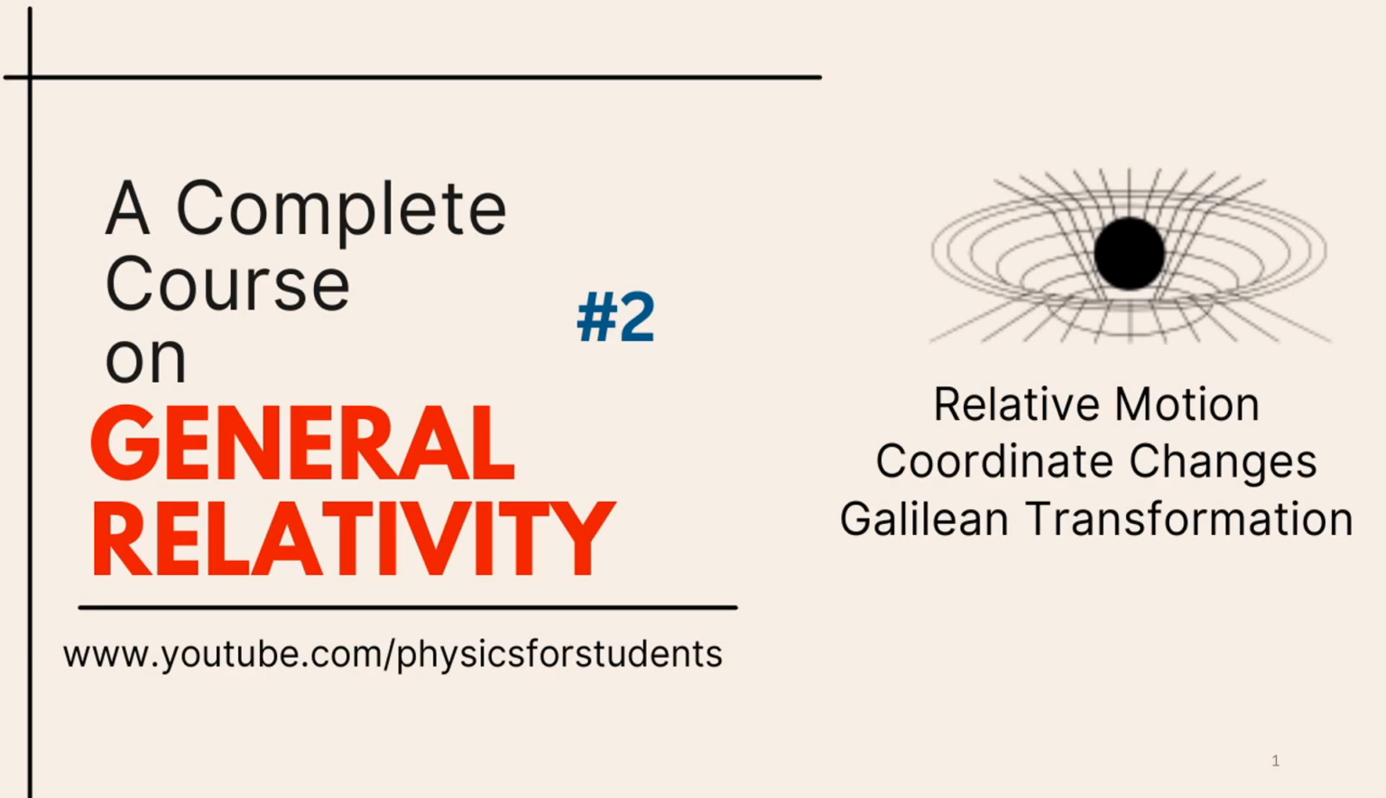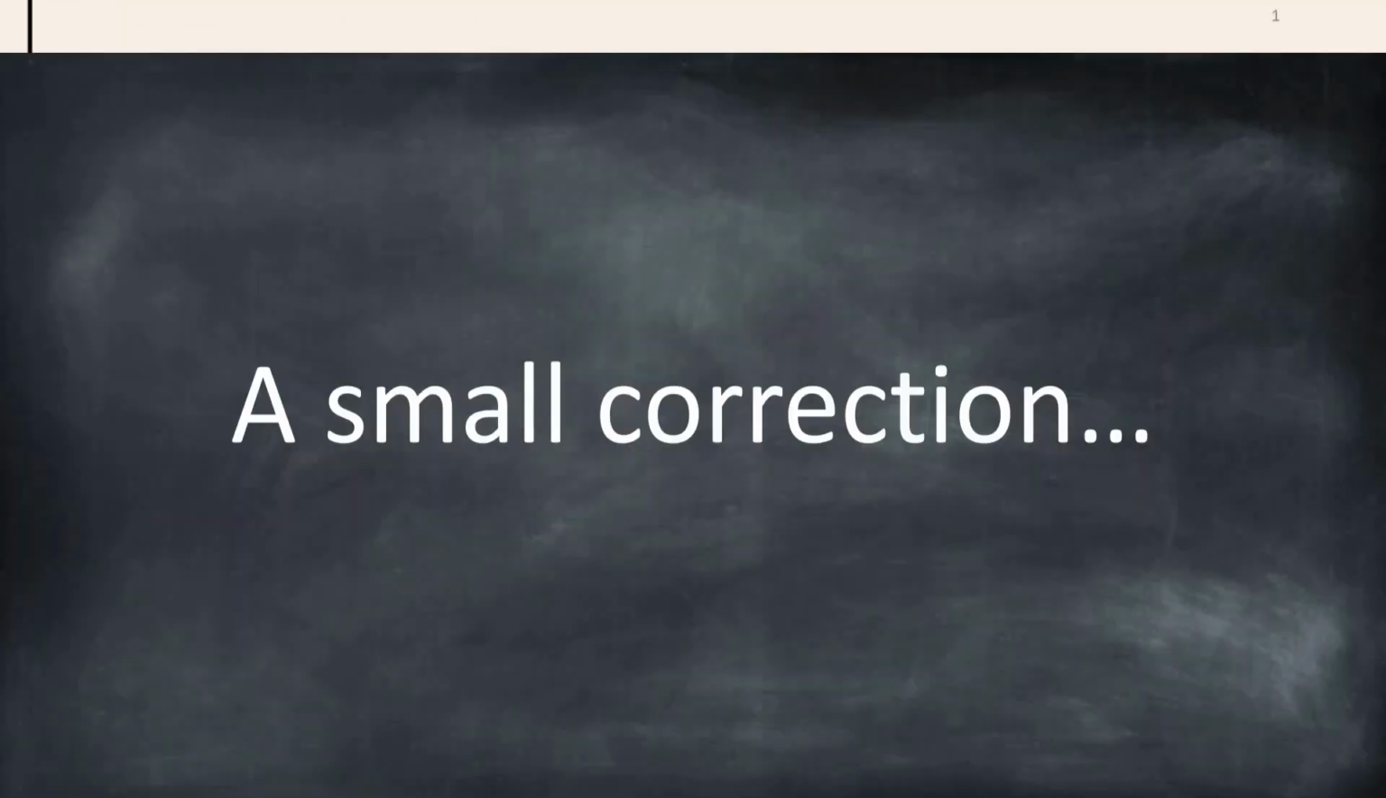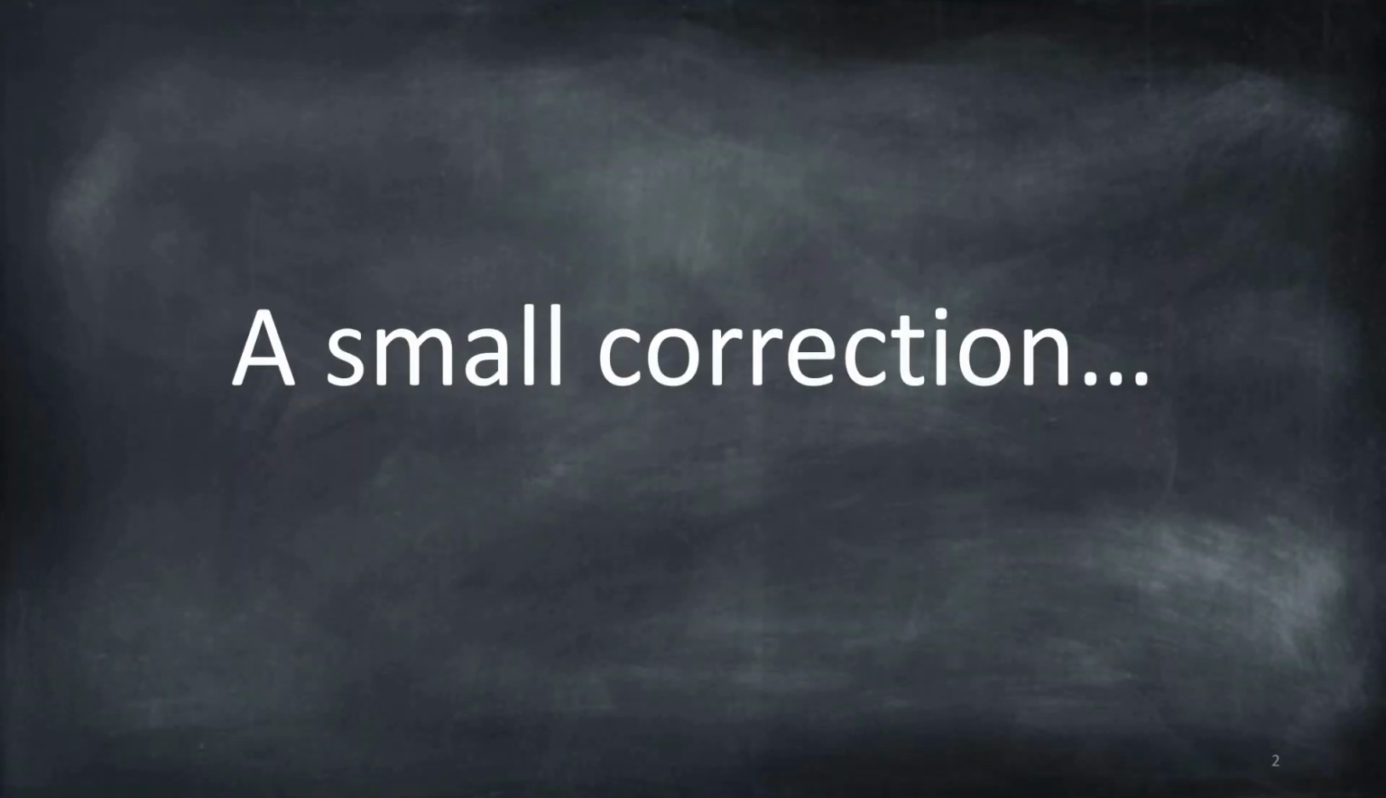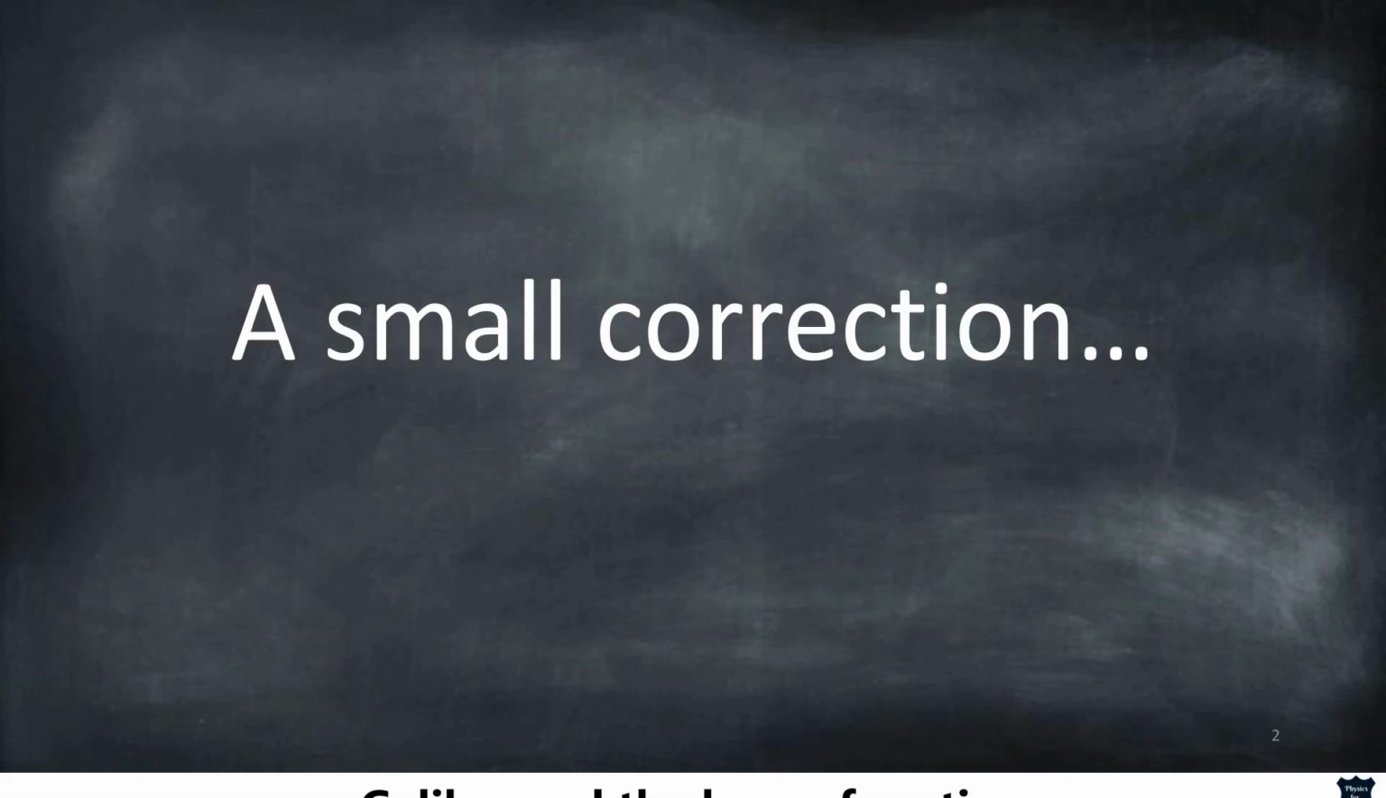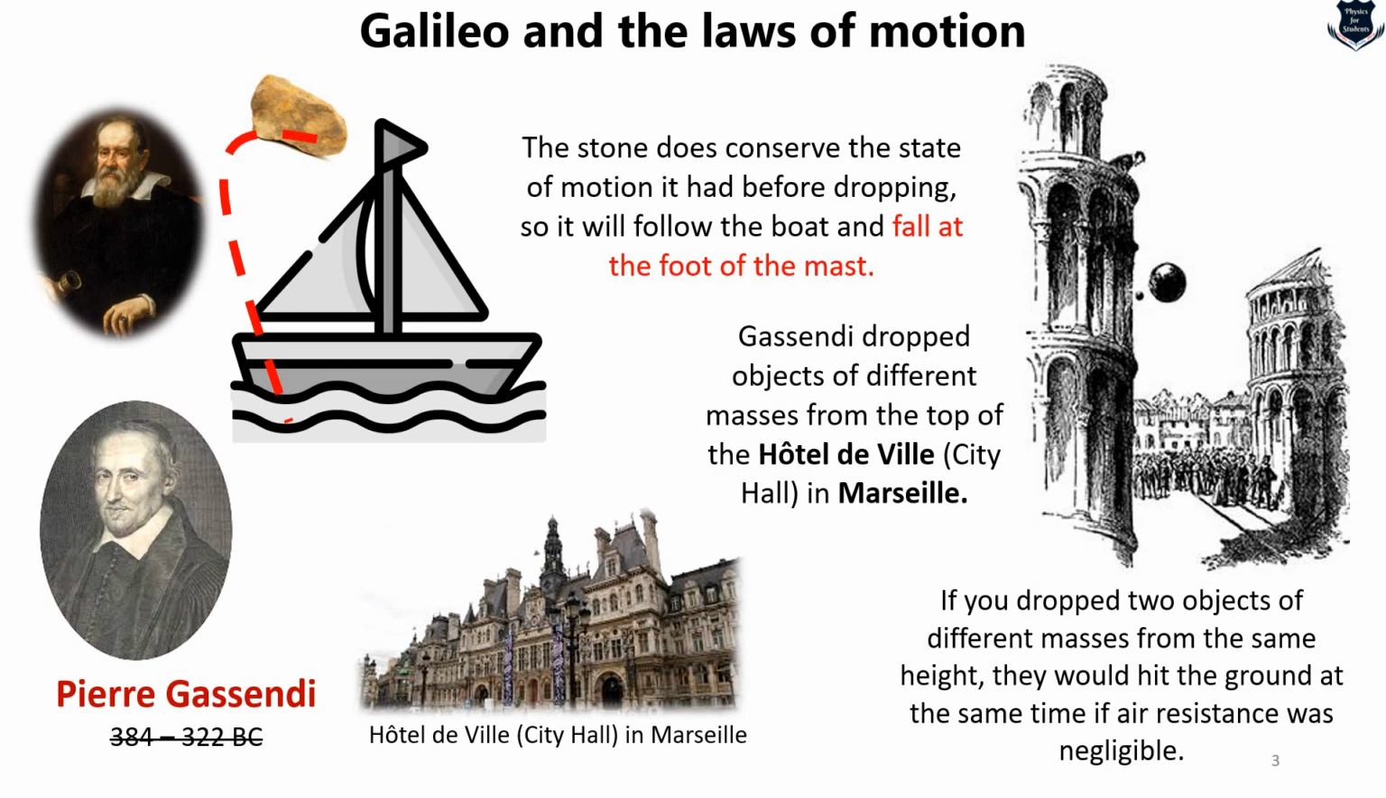Before I go ahead and start with today's video, I need to apologize for a small error which I made in the last video, and here is a small correction. I would also like to thank all the subscribers who have watched my video in detail and have pointed out the error. I mentioned the date of birth of Pierre Gassendi incorrectly, and the right date would be 1592 to 1655. So this was the error that I made, not intentionally, in my first video. Thank you subscribers for pointing it out, and this is the correct date of birth and date of death.